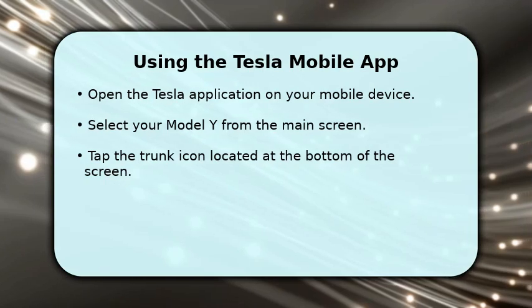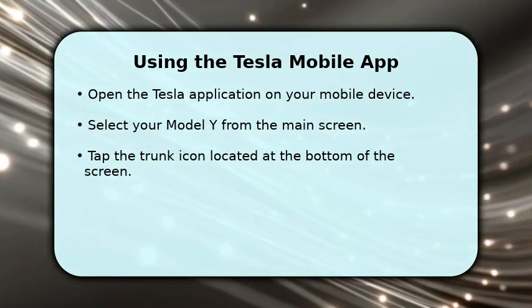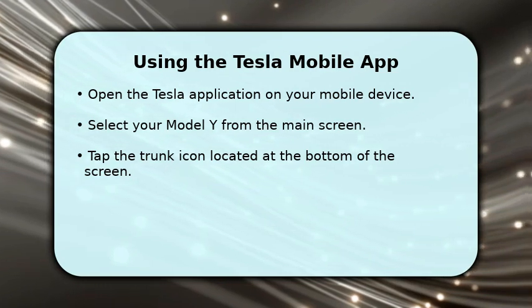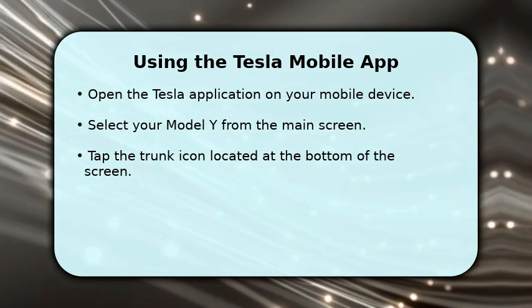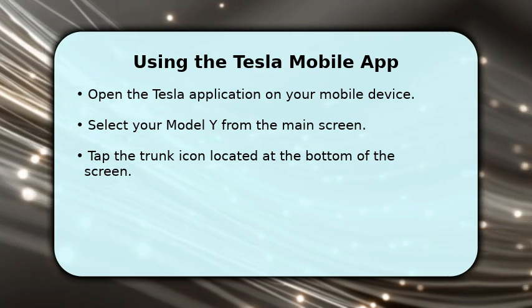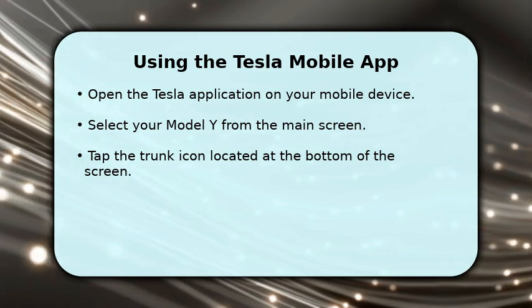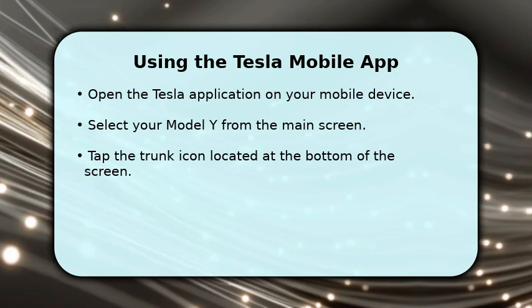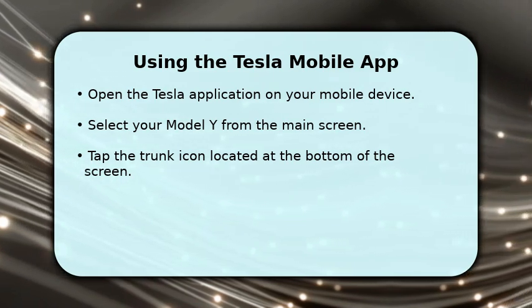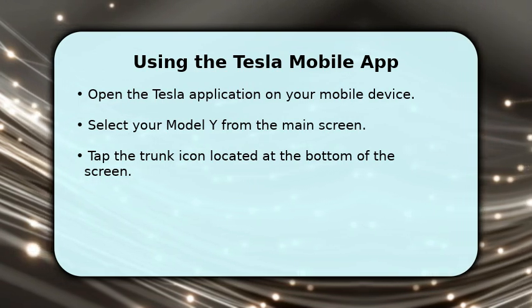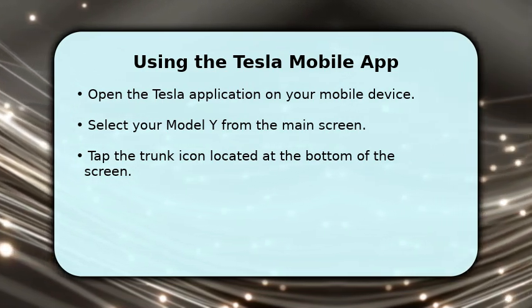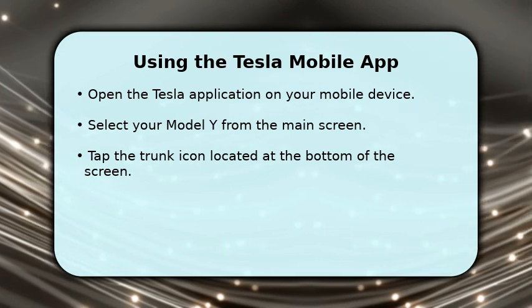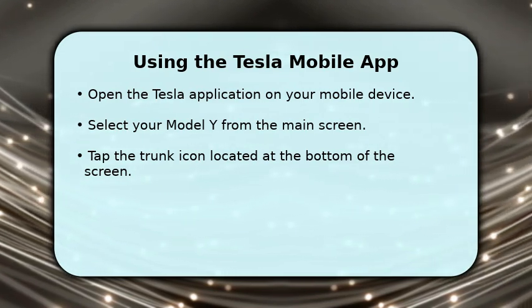To open your Model Y trunk, first launch the Tesla application on your smartphone. Once the app is open, select your specific Model Y vehicle from the main display. You will then see a small trunk icon positioned near the bottom of your screen. Simply tap this icon, and the trunk will unlatch and slightly lift, allowing you to easily open it fully. This process takes only a few seconds.